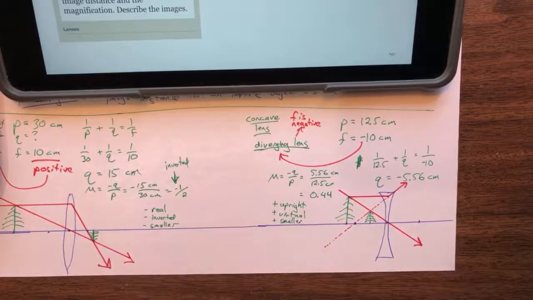Okay, so that's it. That's your converging lenses and your diverging lenses. Everything is very, very similar to the mirrors. Just keep in mind the differences, and then you'll be good to go.